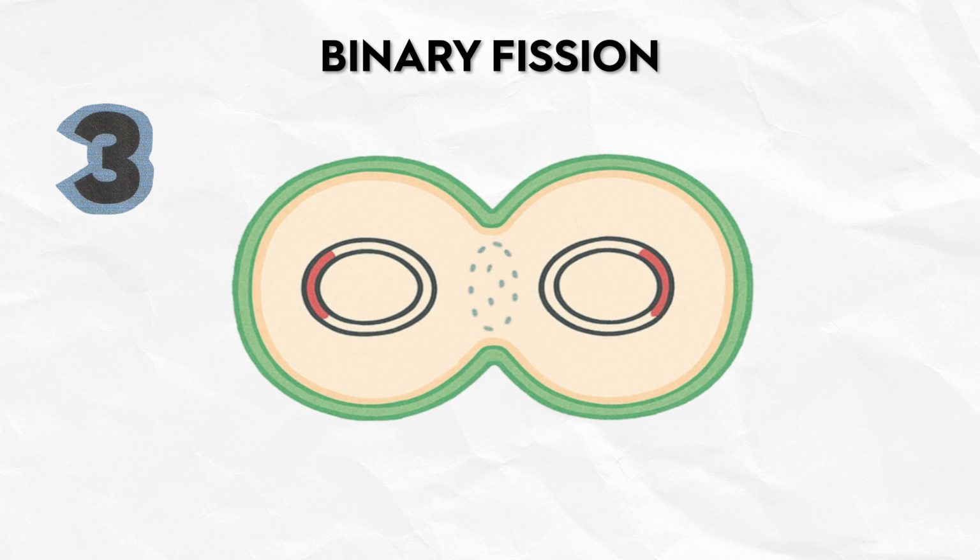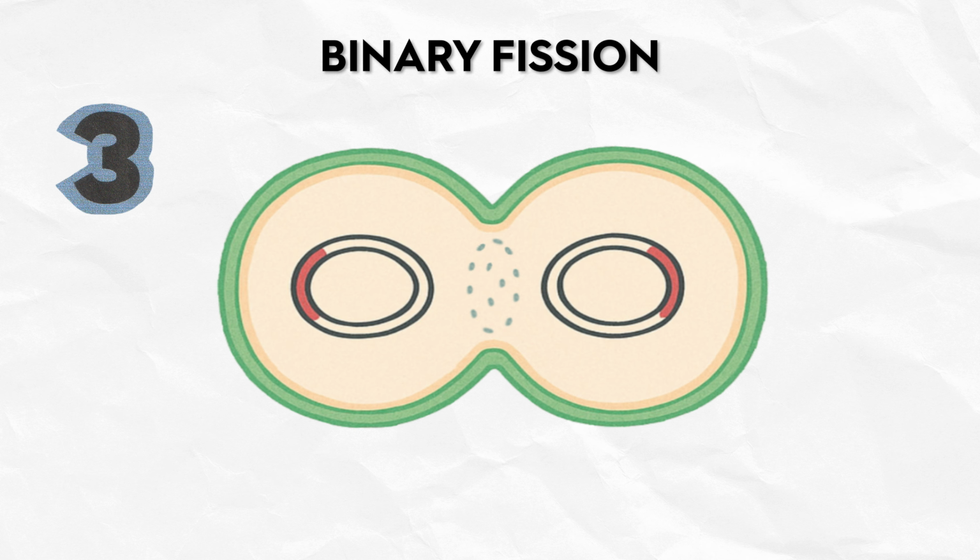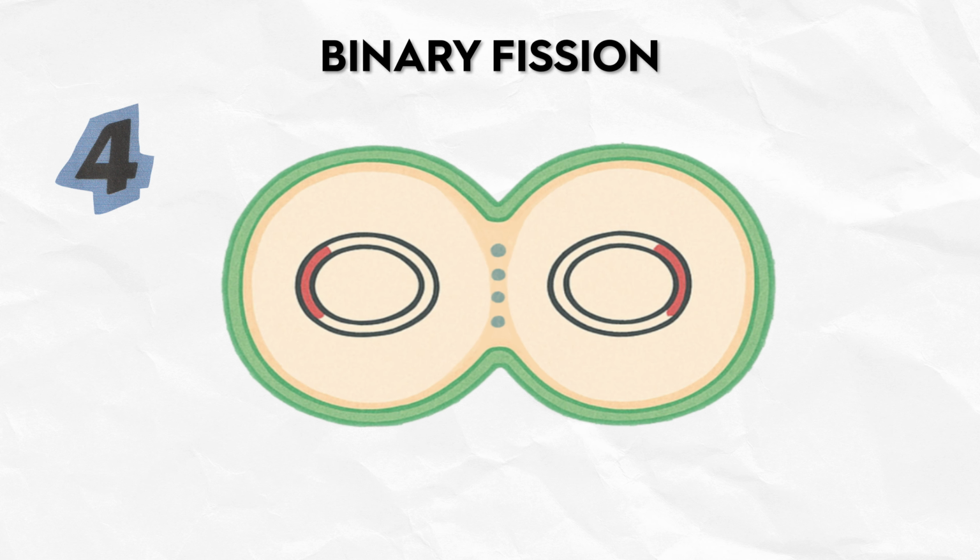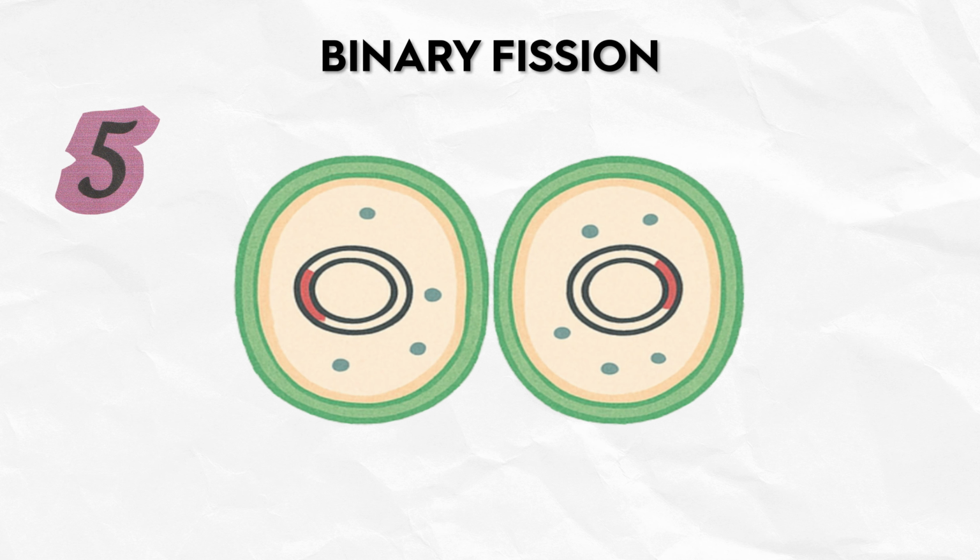Step 3. The two chromosomes separate and move to opposite poles. FtsZ assembles into a contractile ring, called the Z ring, that marks where division will occur. Step 4. The cell wall begins to fold inward, forming a septum that gradually partitions the cytoplasm into two sections. Step 5. Once the septum is complete, the cell pinches in two. The FtsZ ring disassembles, and two new bacterial cells, each genetically identical to the parent, separate.